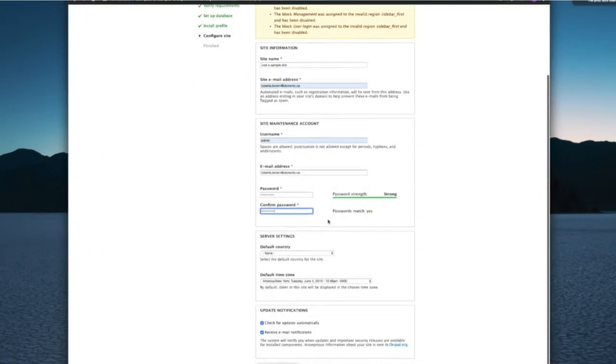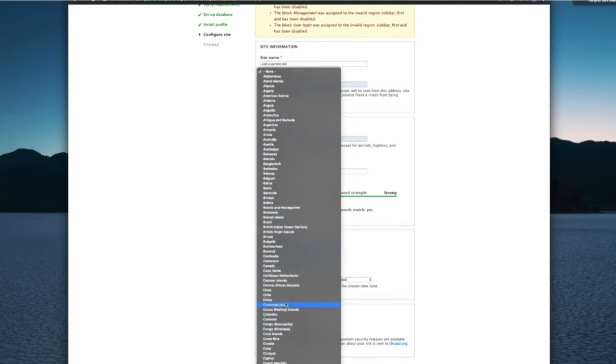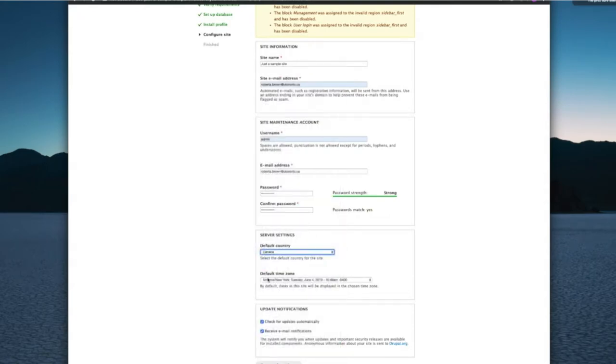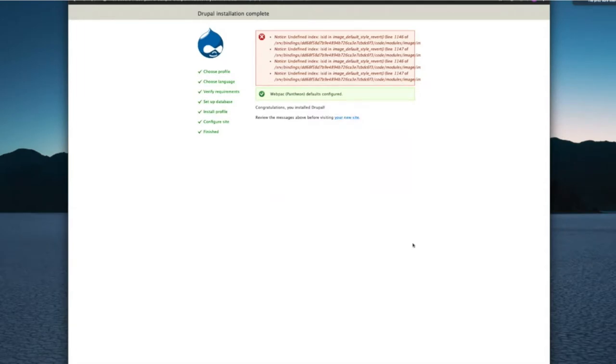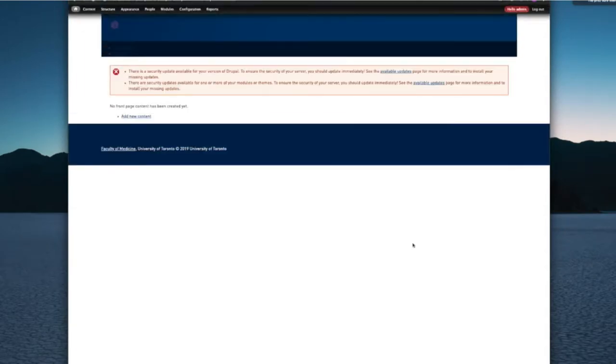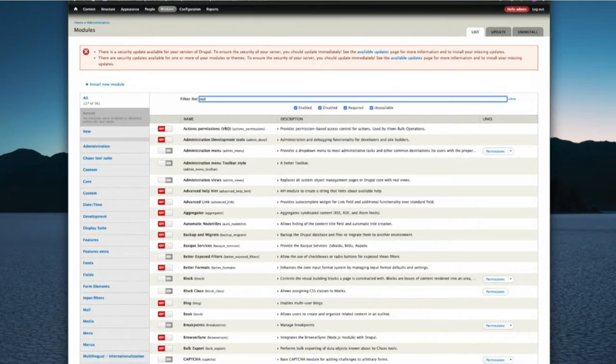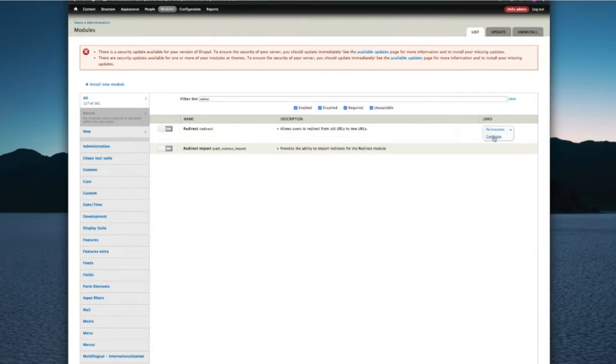Is it worth actually watching all the way through? I'm not sure. I feel like you guys probably know what it looks like to set up Drupal. This is actually real time. I did not speed this up any. This is just how fast I work. Yeah, this gives you an idea of what it looks like.